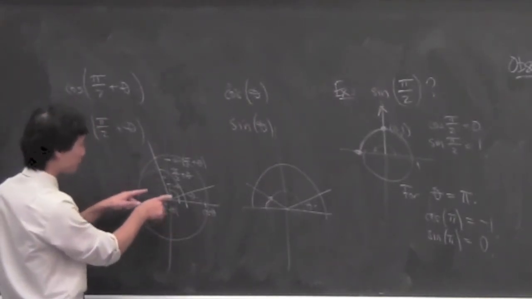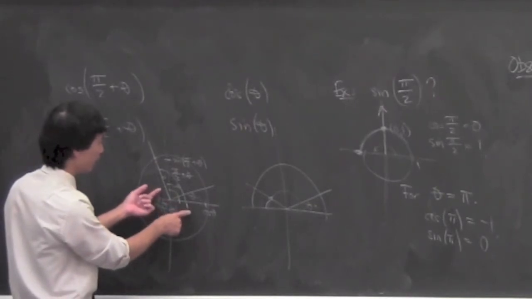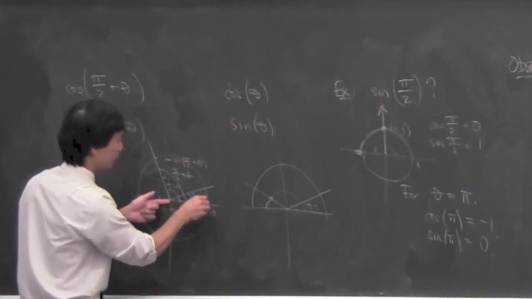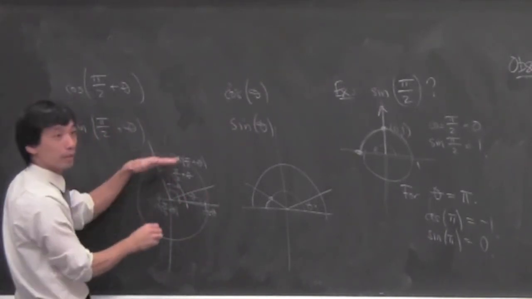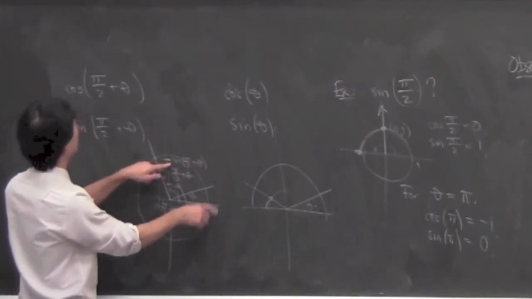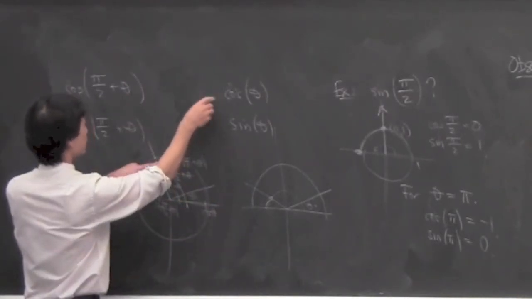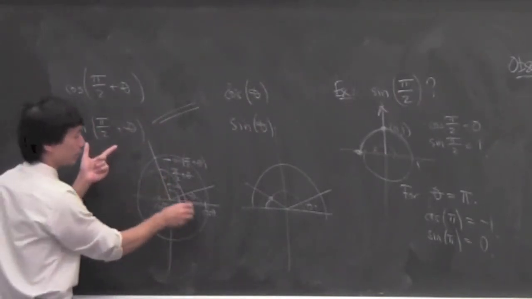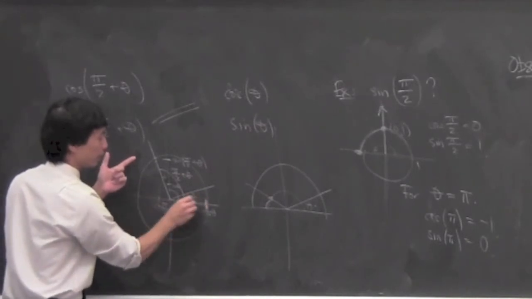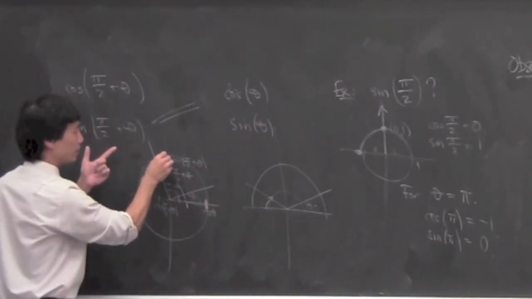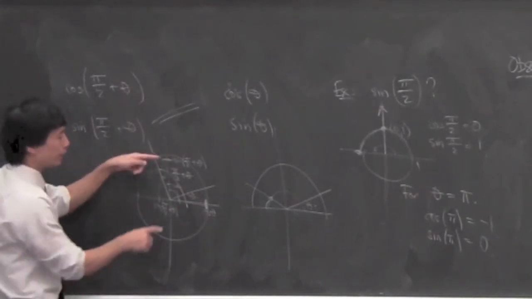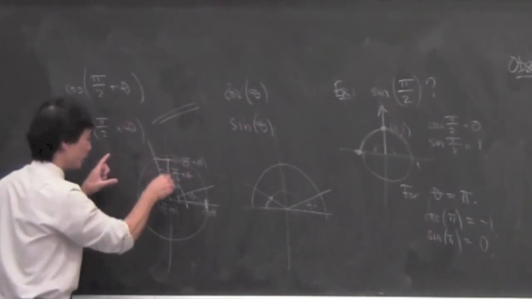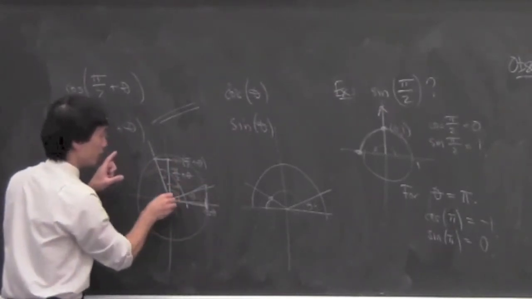What we see is that the cosine here, this length here, is the same thing as this thing. Cosine of theta is actually sine of pi over 2 plus theta. Here's cosine of theta, this number. Sine of pi over 2 plus theta is this number. And you see that those are the same numbers by similar triangles, because this triangle and this triangle are identical.